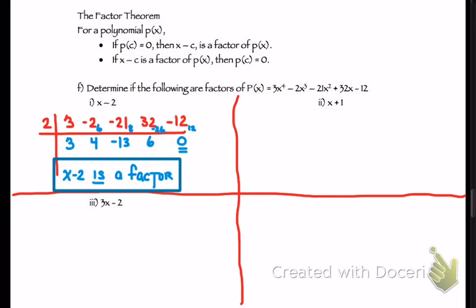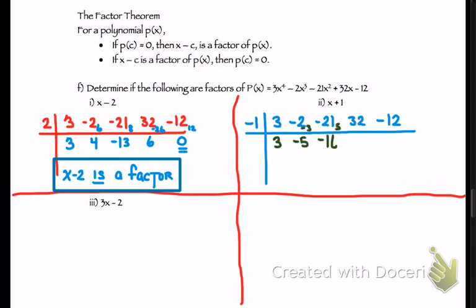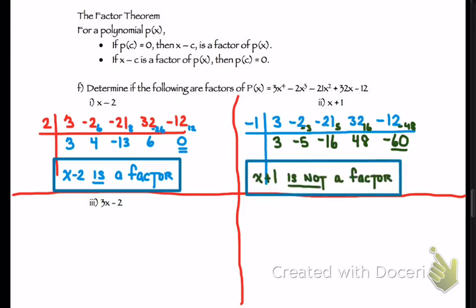Second one, take a look. I have x plus 1. If I set up my synthetic division, hopefully negative 1 in the box. Set up your synthetic division from there. Hopefully you're pausing it and doing it on your own to double check that you got it. Here is what it should look like. Notice that I got a negative 60 as a remainder, so x plus 1 is not a factor, because I didn't get a 0 remainder.